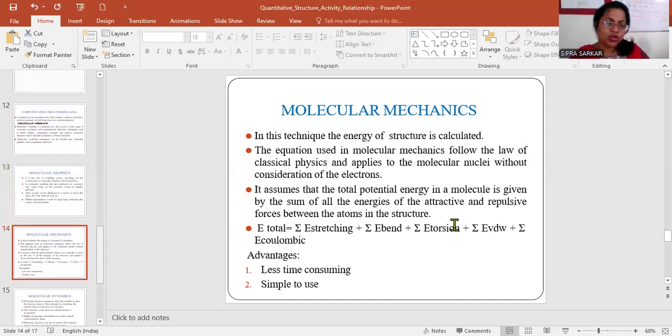And molecular mechanics, that is also where some parameters are added. In this technique, the energy of the structure is calculated. The equations used in molecular mechanics follow the laws of classical physics applied to molecular nuclei without consideration of the electrons. So here we can use the total potential energy in a molecule, which is given by the sum of all the energies of the different attractive and repulsive forces between the atoms of the structure. So E total equals E stretching plus summation of the bending, plus summation of the torsion, plus summation of the non-bonded terms. So it is very good software, and through this method we get advantages like being less time consuming and simple, and the drug can be designed through this parameter.